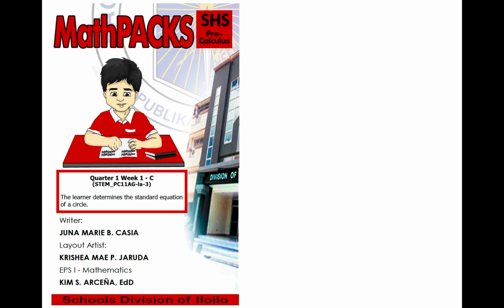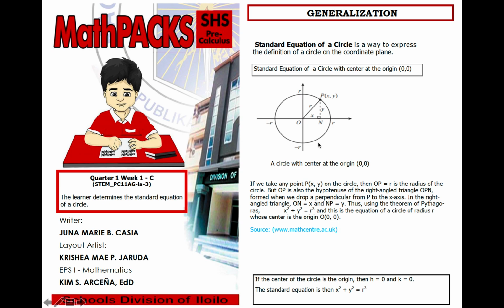Now, we already know that a circle is a conic section, a special type of ellipse. Actually, it was mentioned in our previous discussion. A circle could be graphed on a Cartesian plane and its center could be at the origin or at any point on the Cartesian plane.